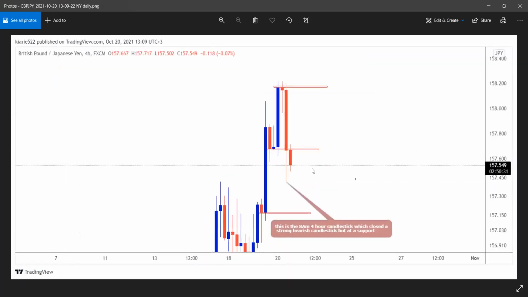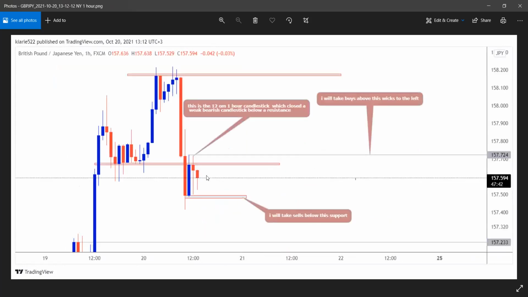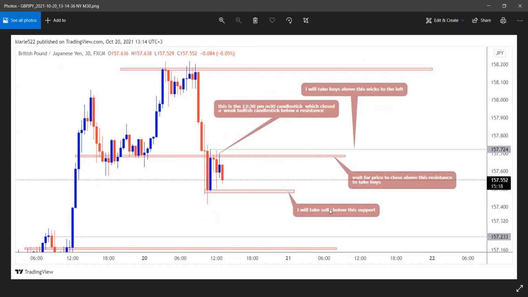So okay, this is the GBP JPY sales analysis. In the 4 hour, price was to take sales below. This one's the 1 hour. Take sales below this support. Take buys above these wicks to the left, like the trade I took.